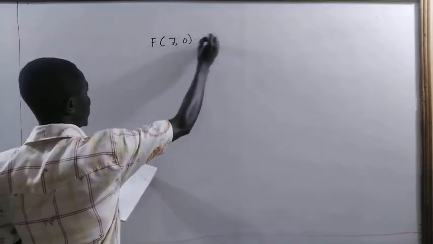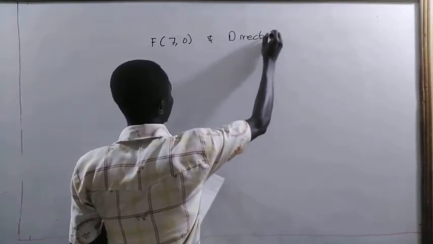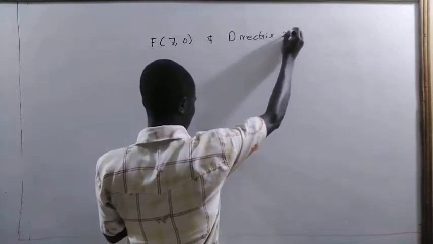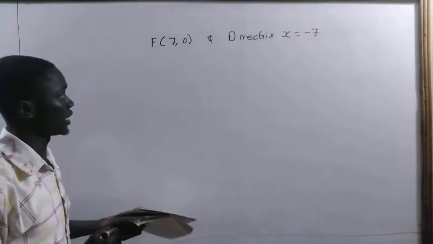And in all the 4 questions that we are going to take, the parabola has its vertex at the origin. Okay. Whenever I write a question, I'll prompt you. Now, the first one is: find the standard form of the equation of a parabola with focus at (7, 0) and directrix x equal to -7.